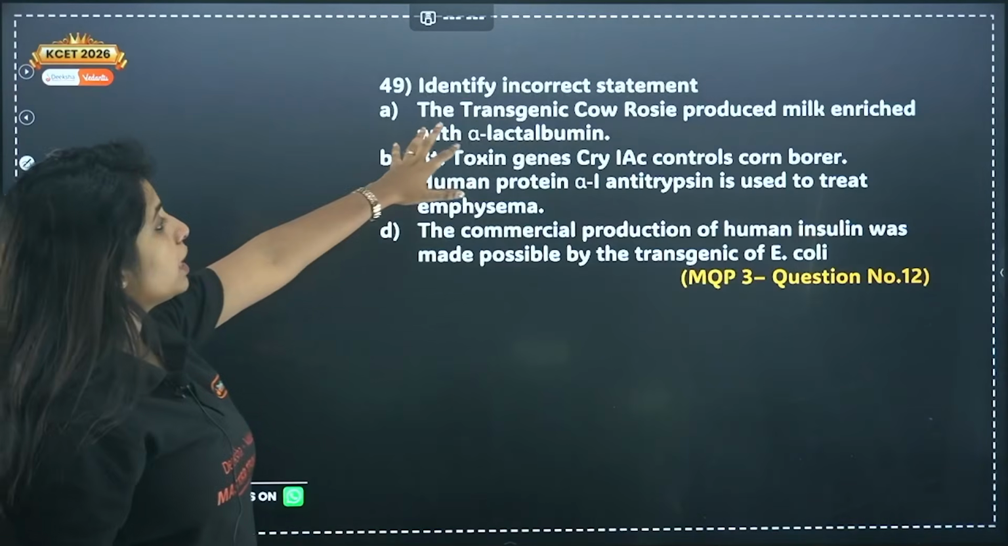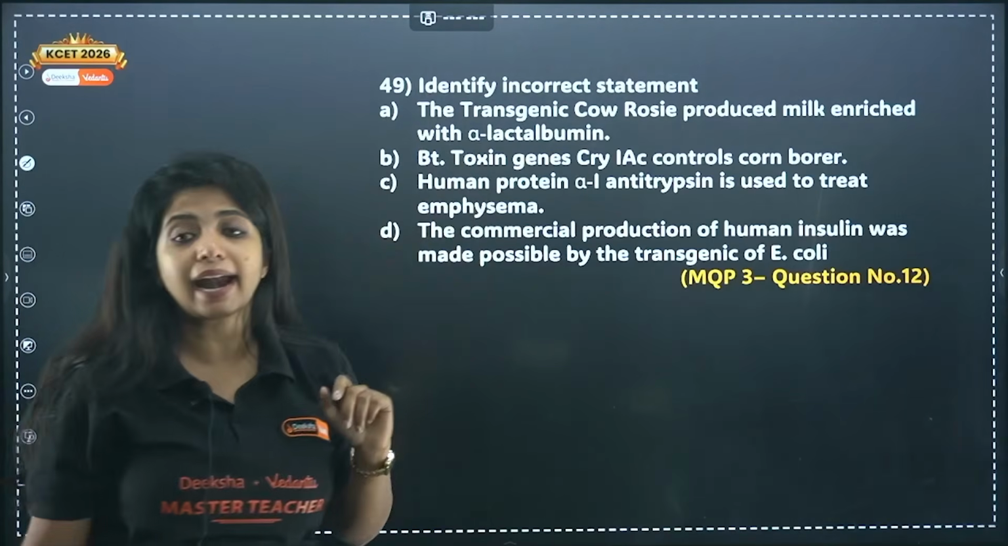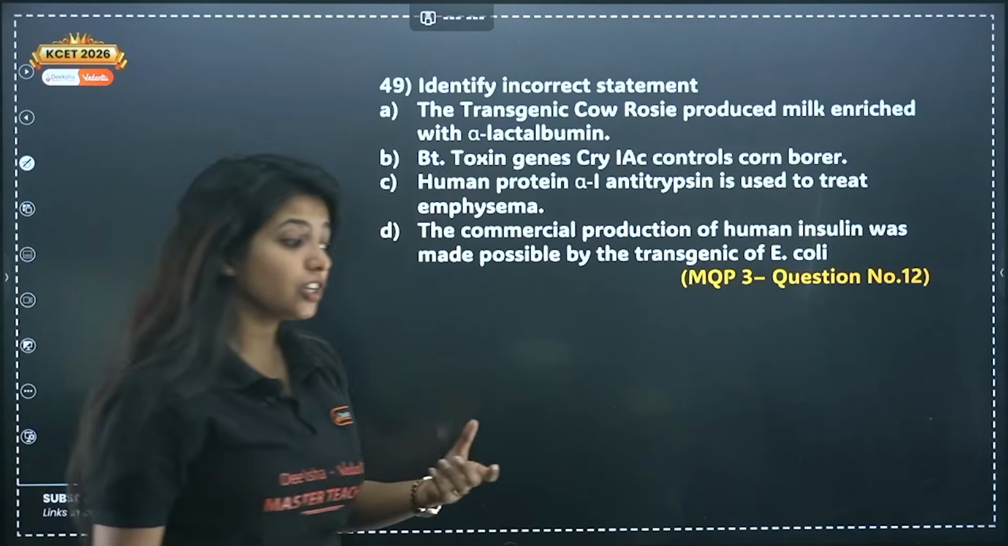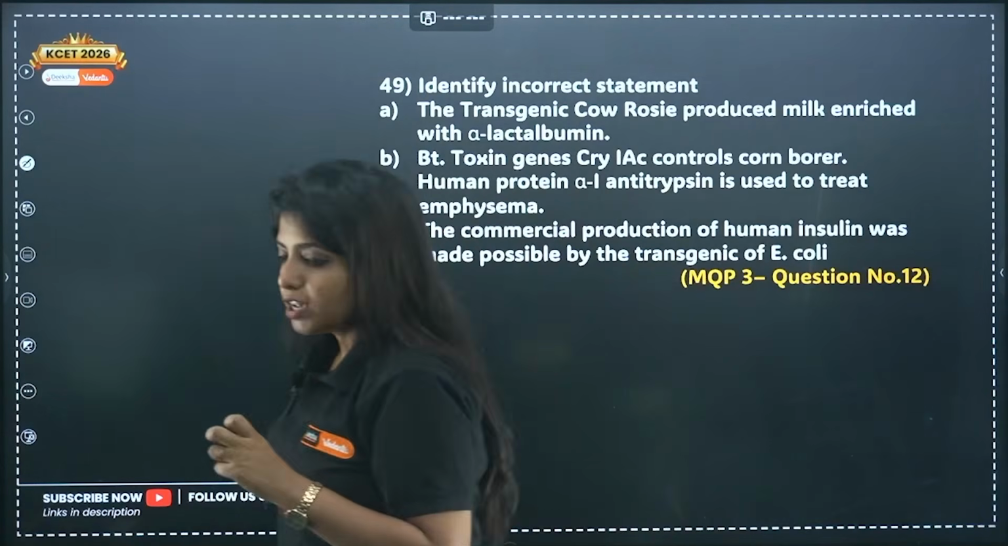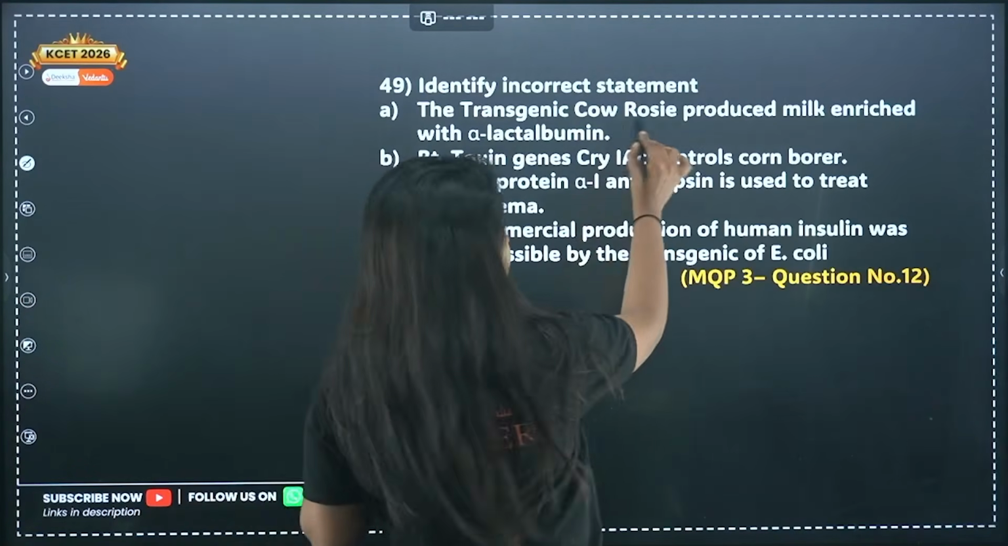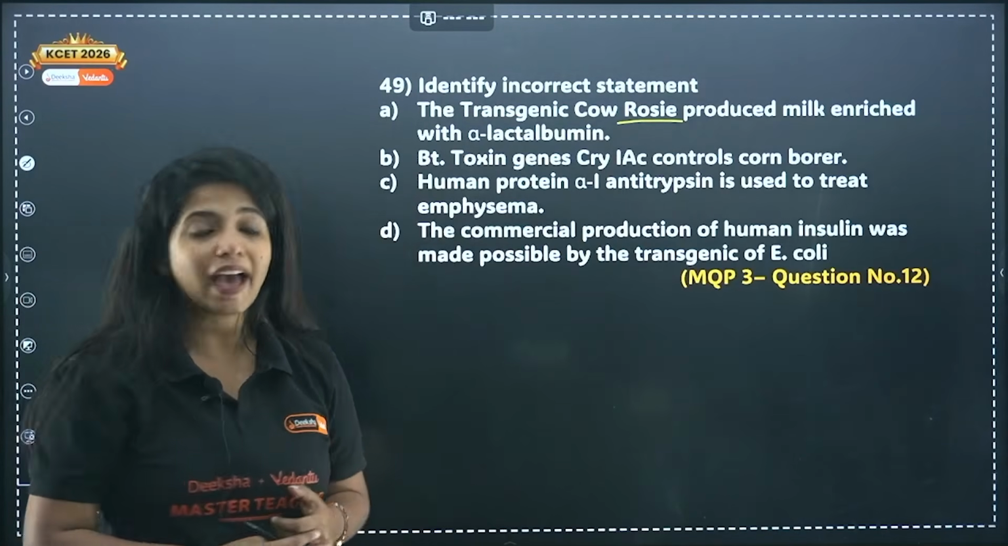Okay. Identify the incorrect statement. The transgenic cow Rosie produced milk enriched with alpha-lactalbumin. Transgenic means basically you're making some changes in some organism. You call them transgenic organisms now. So you had a cow whose name was Rosie. Sweet name, right? So Rosie started producing the milk with enriched alpha-lactalbumin.